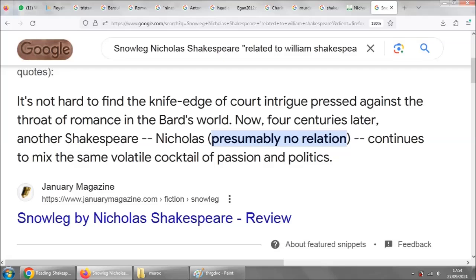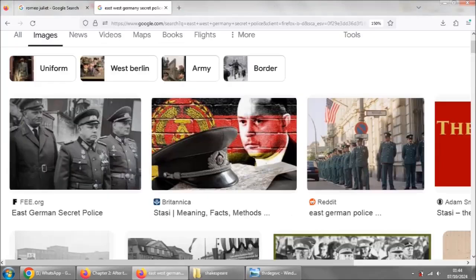The thing is, people were terrified of the secret police and things like this. So there is this Nicholas Shakespeare who's writing about East Germany and West Germany and the Berlin Wall, a terrible time after the Nazis and the communists. And even in many of these stories, so many people at that time mentioned Shakespeare and said four centuries later, another Shakespeare, even though they're not related. So this book is called Snowleg.